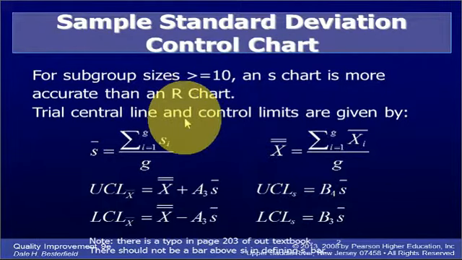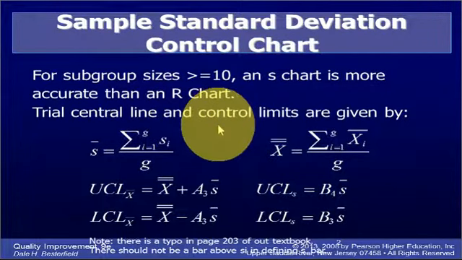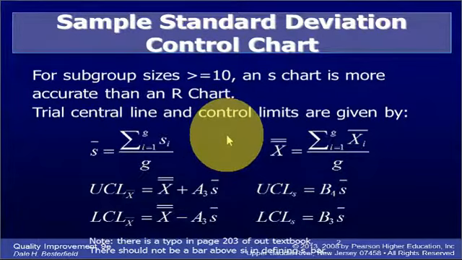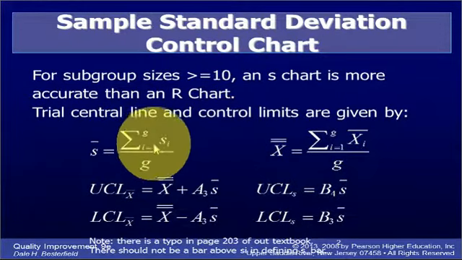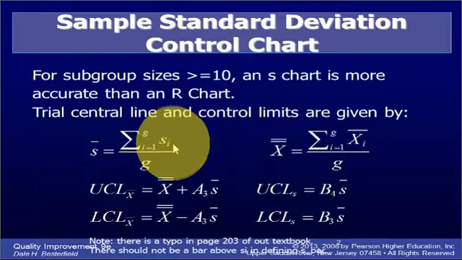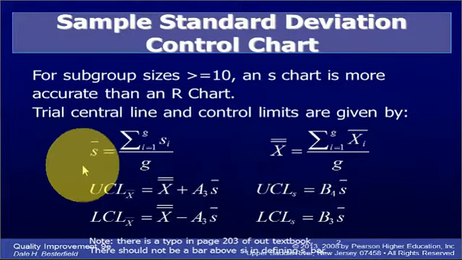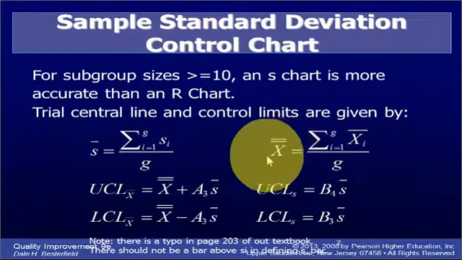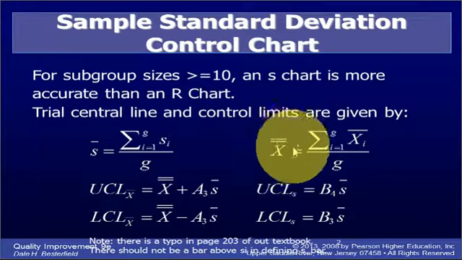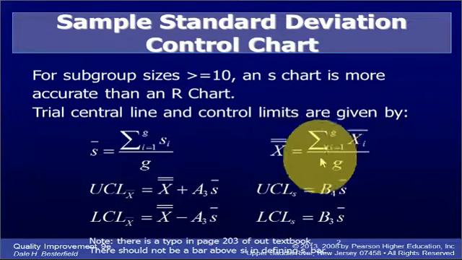So here are the trial central lines and control limits using the X bar chart and S chart. Si stands for the sample standard deviation in subgroup i, and when you sum up all these Si and divide by the total number of subgroups, this gives us the S bar, which is the central line in our S chart. And for the X double bar, we compute it in the same way as we discussed last Thursday.